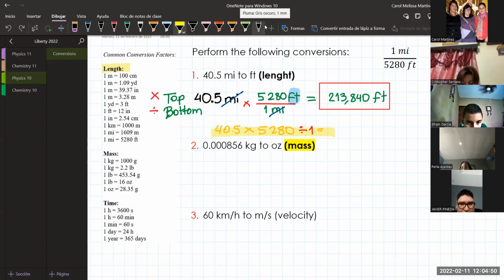Now, the instruction says that you always start with the given. The given is 0.000856 kilograms.